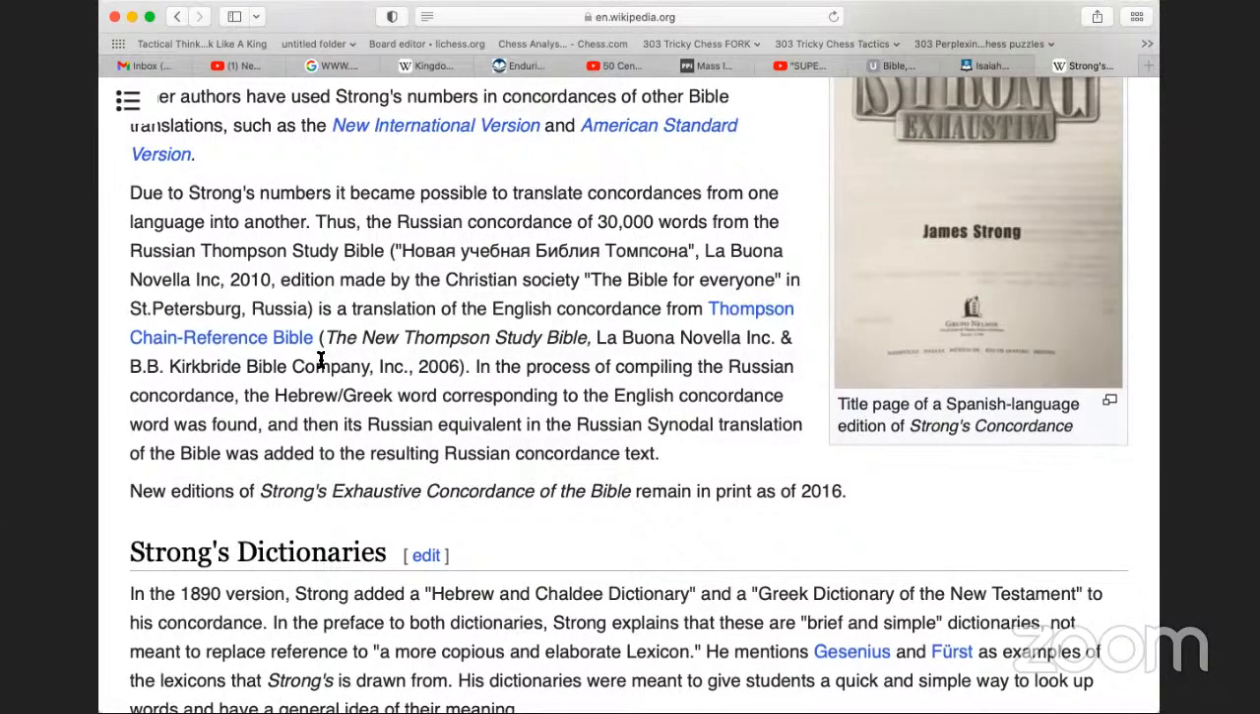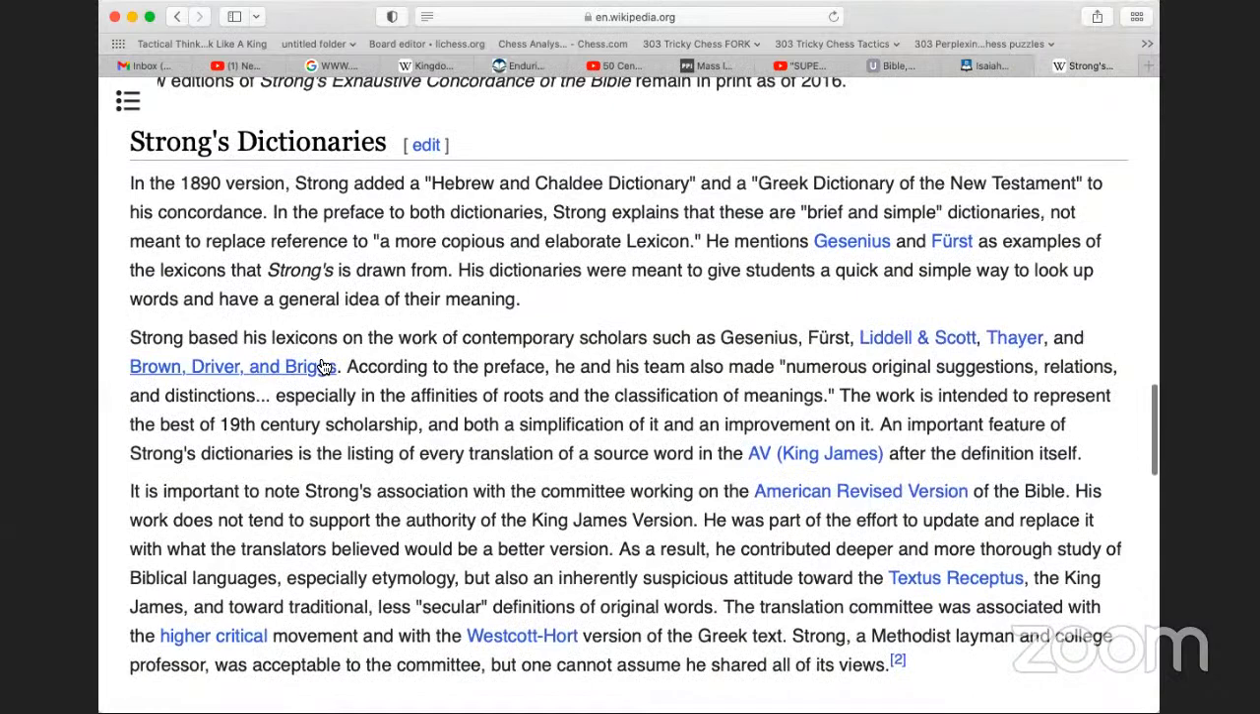That's okay, so we go into Strong's dictionary. This is the part I want to get to. Okay, in the 1890 version, that means the original version, Strong added a Hebrew and Chaldee dictionary. So you'll see that in the Old Testament. You'll see a Strong's dictionary in the New Testament Greek, and you'll see a Hebrew Chaldee dictionary.